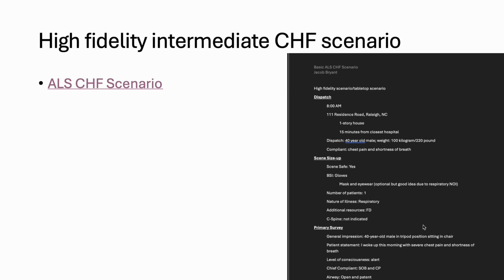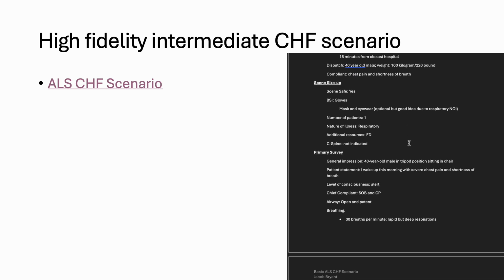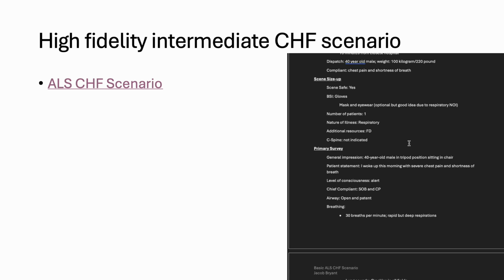So you're dispatched at 8 a.m. to a one-story house. You're 15 minutes away from the closest hospital, dispatched to a 40-year-old male, 220 pounds, with chest pain and shortness of breath. Scene is safe. You have your gloves. The mask and eyewear is optional, but might be a good idea if the patient is having that respiratory illness. Nature of illness is respiratory, but it is also cardiac as well.